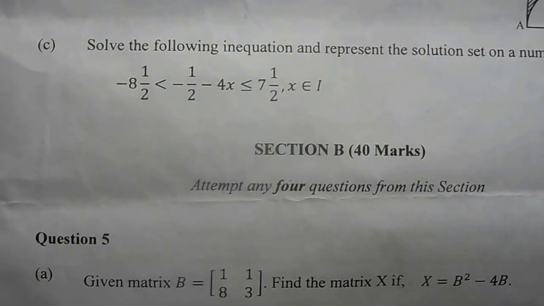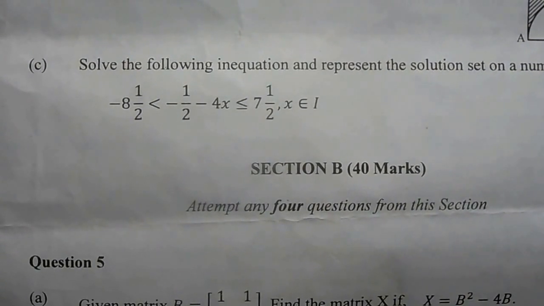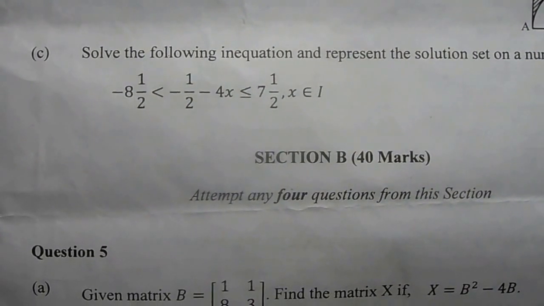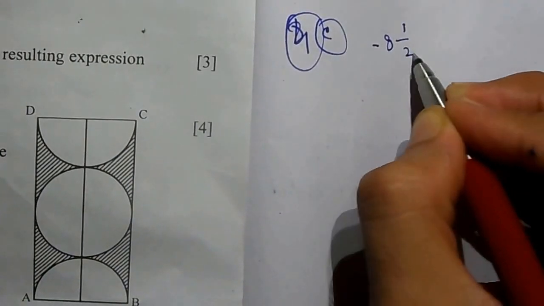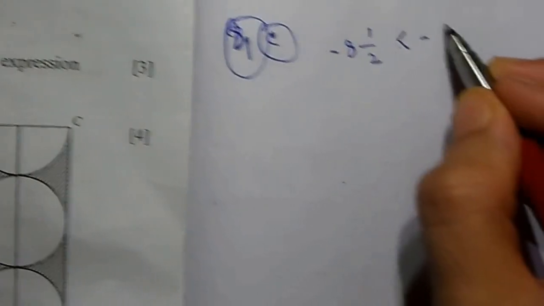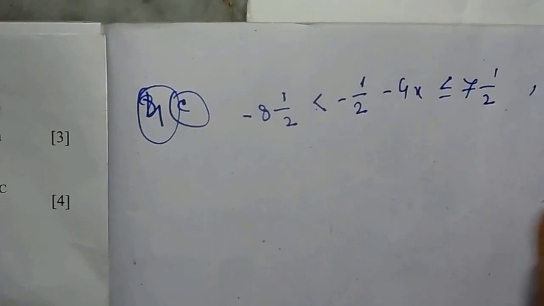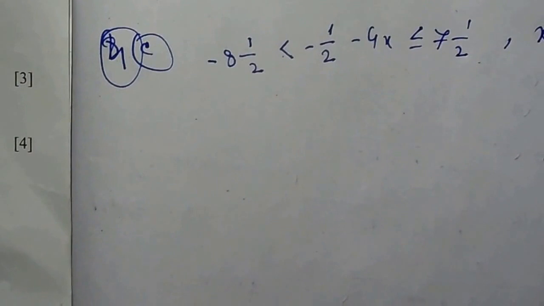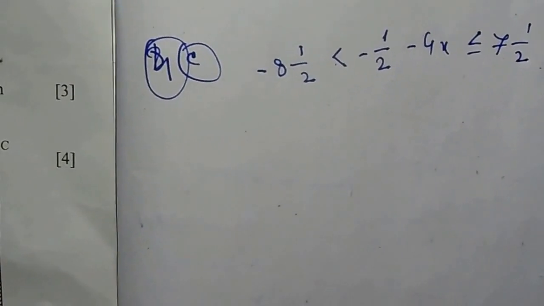Okay. Question number 4C. Solve the following inequation and represent the solution set on a number line. This is a question from linear inequalities. So let's solve it. Nothing to say over here. Sorry, 4C. Minus 8 1 by 2 is less than minus half minus 4x is less than or equal to 7 half. X belongs to I. I stands for integers. Now this is integer, so you have to solve it for only integers, that is 1, 2, 3, 4, minus 1, minus 2, and so on and so forth.